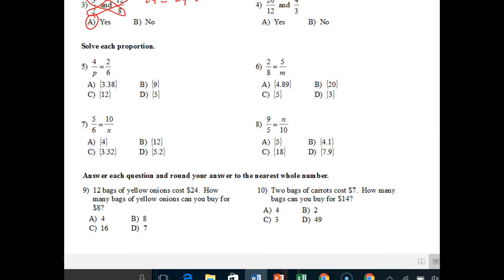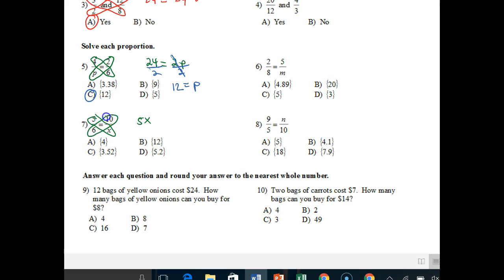It's solve each proportion. So you're just going to cross multiply. 4 times 6 gets you 24, which is equal to 2 times p, which is 2p. And then you just go ahead and divide by 2, divide by 2. These cancel out because they equal 1. So p is equal to 24 divided by 2, which is 12. C. Right.